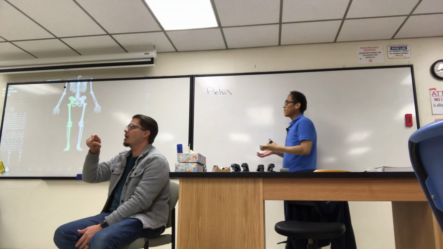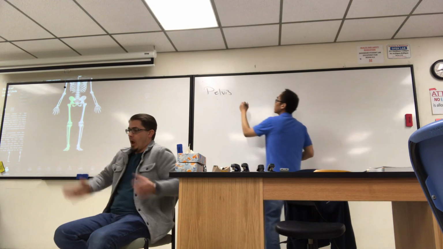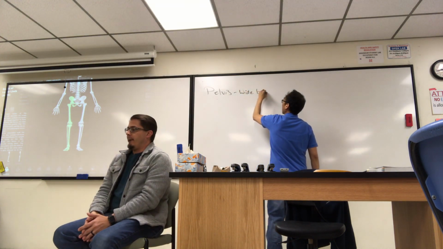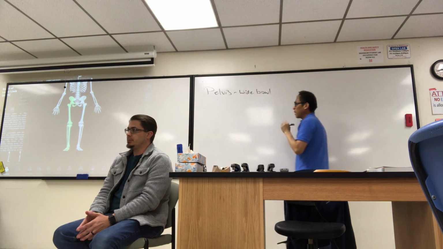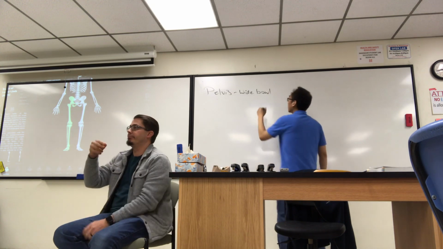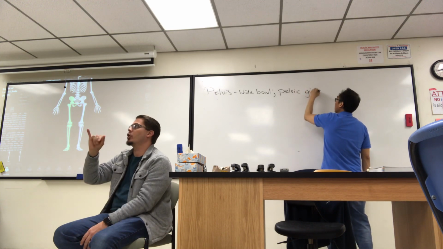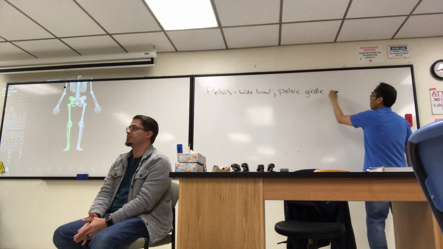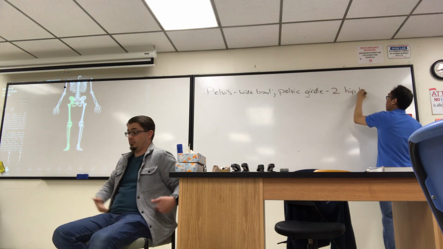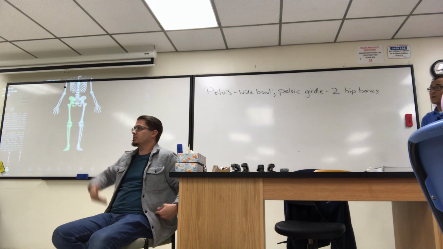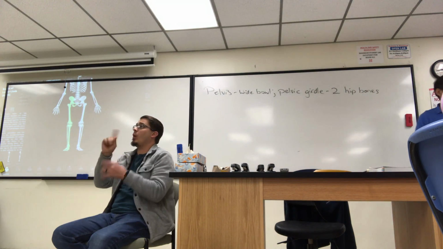Pelvis is a word in anatomy that means wide bowl. It's the widest part of your hips. The pelvis forms a complete girdle, a belt, that goes all the way around. Call it the pelvic girdle, which is your 2 hip bones. And the pelvis, the 2 hip bones, your pelvic girdle, are united posteriorly by the sacrum.